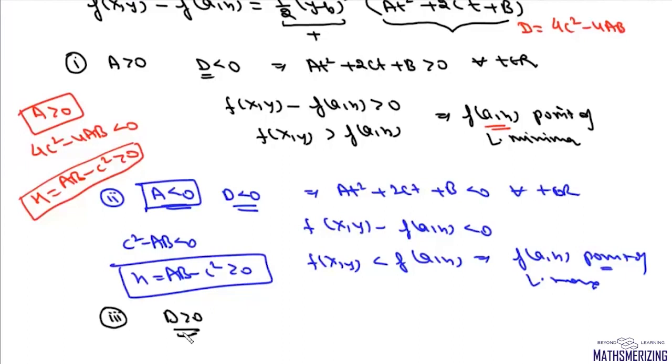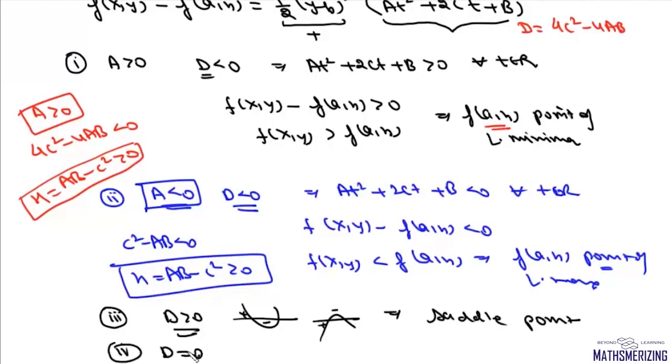Now if d is greater than 0, then this quadratic expression, whether opening upwards or downwards, somewhere it will have a positive value and somewhere it will have a negative value. So in that case, this point will have a value which is greater than the value at some points, and a value which is less than the value at some other points. Then in that case, it will simply be a saddle point. And if d is equal to 0, then again the test fails. So that is the logic behind the second derivative test for multivariable functions.